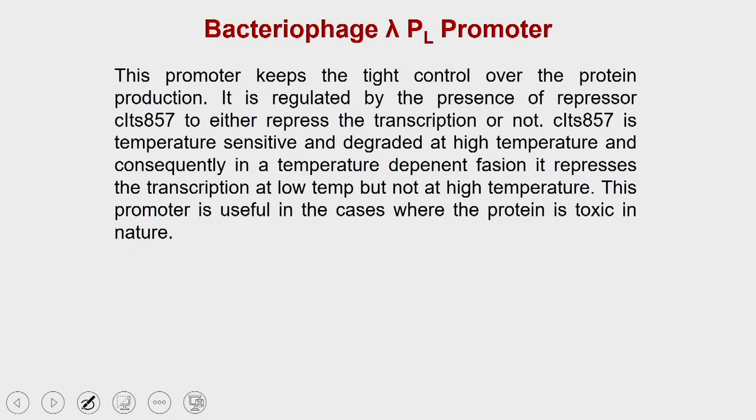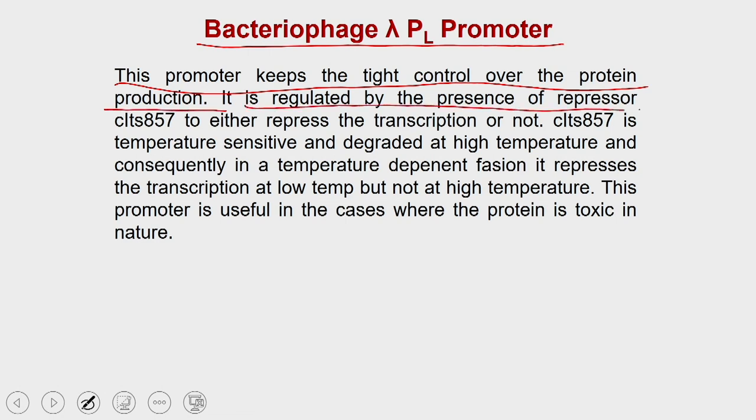Now the second promoter that people use in the E. coli expression system is called the bacteriophage PL promoter. This promoter keeps tight control over protein production. It is regulated by the presence of a repressor called CI857 to either repress the transcription or not.